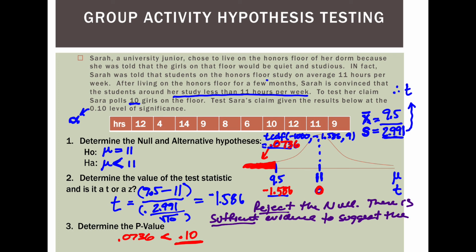the girl's study time is less than 11 hours per week. All right, that's what we decided. Now, for many other significance levels, for example, the one below 10 that we would usually use is 5%, this would fail to reject at the 5% level of significance. So our level of significance is really important.